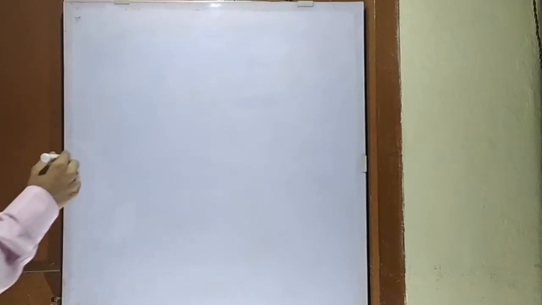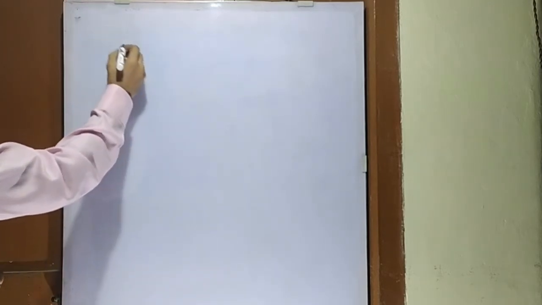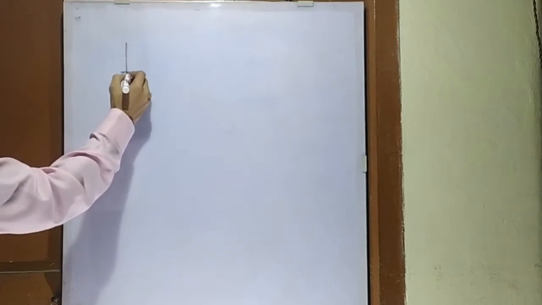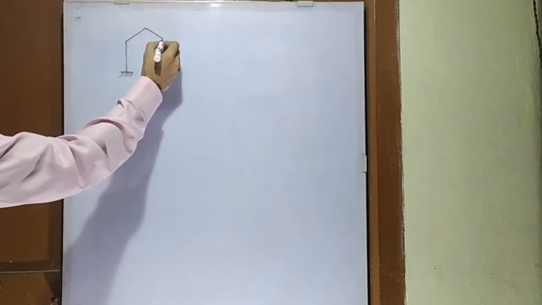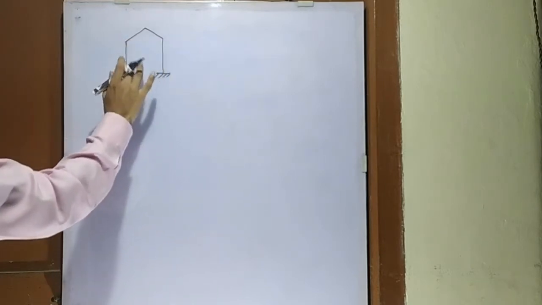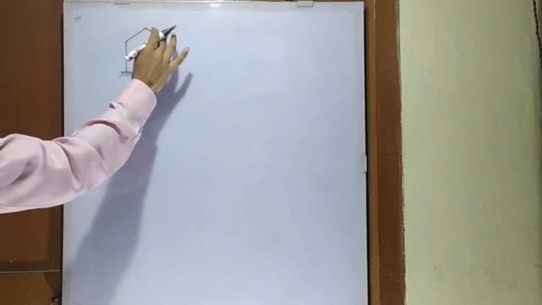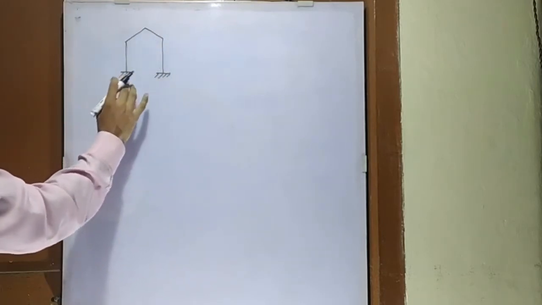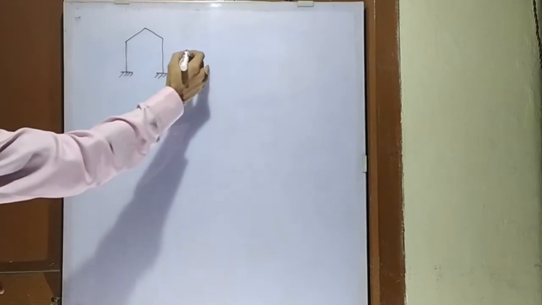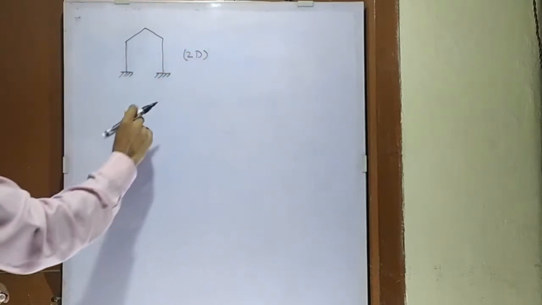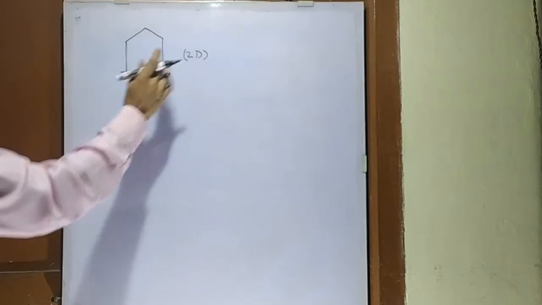So we will start with a very simple example, and the example question is like this. This is fixed support and the structure is something like this. All these joints, this joint, this joint and this joint, are rigid joints and these two supports are fixed supports. And we are considering this frame as a rigid frame as a 2D structure.